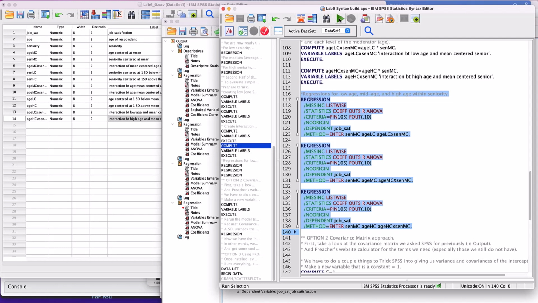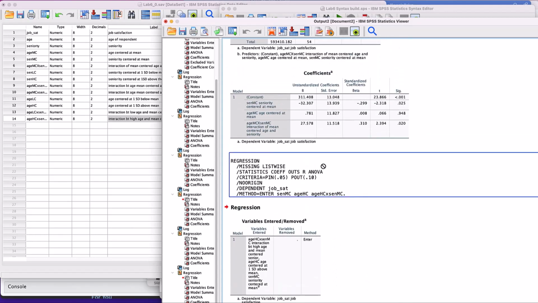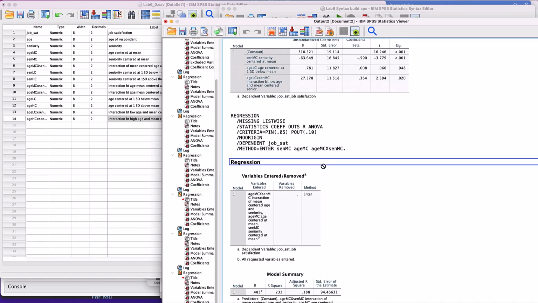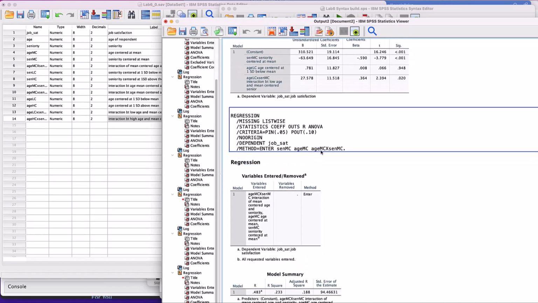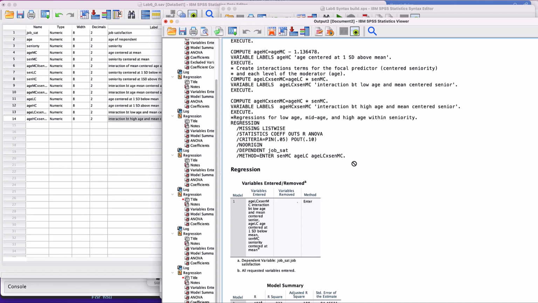So I'll run all 3 and then I'll go to the first one. That's high, that's average, and here's low. So you can look at your syntax. Typically you can look at your syntax in the output. If you're not getting your syntax in the output, it's just a setting. If you go into options, you can tell it to report the syntax in your output.